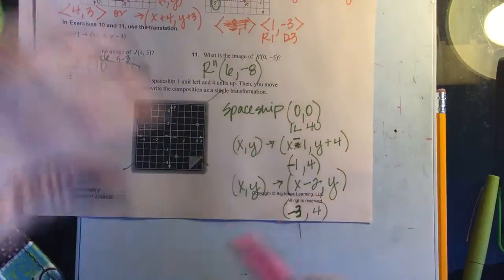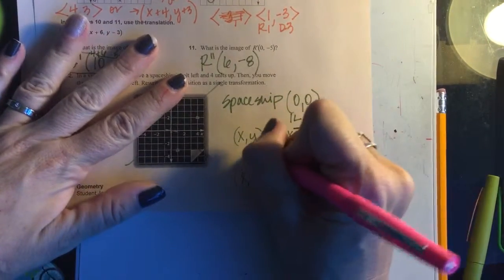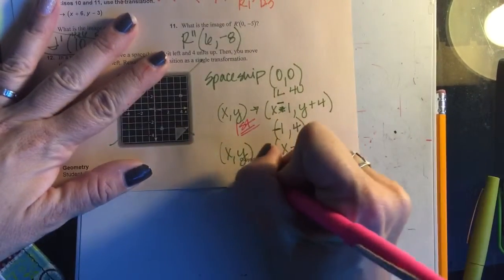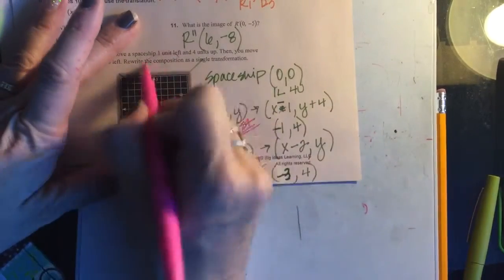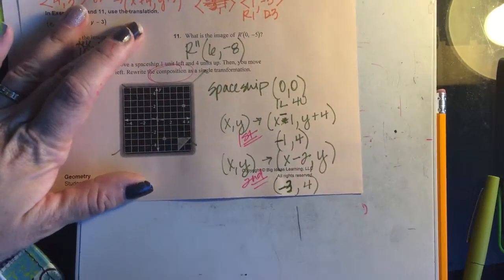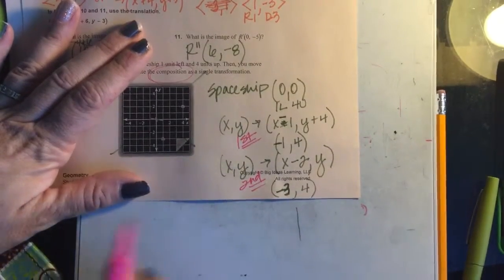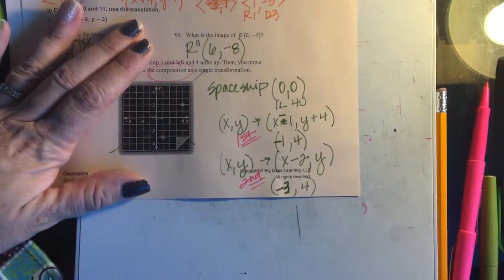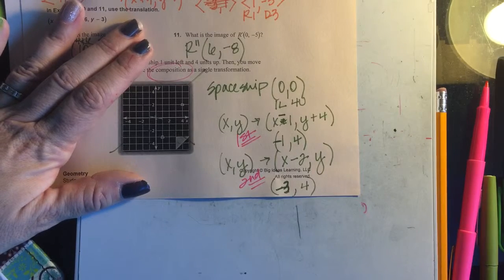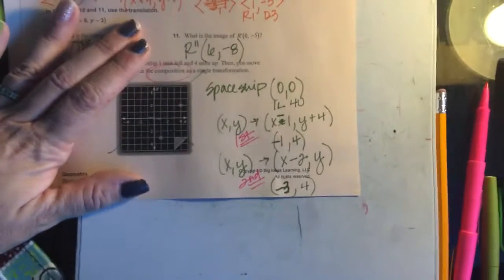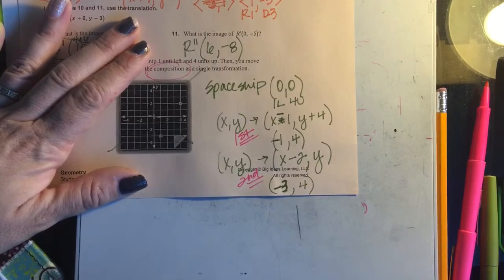Now, this is when we do one thing followed by another. This was our first move. This was our second move. This is called a composition. When we do one move followed by another one, it's called a composition. When we combine transformations, it's called a composition. That's going to be one of your vocabulary words.